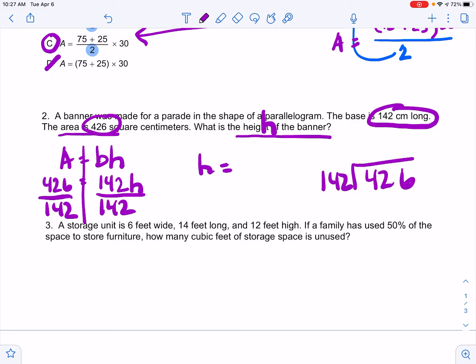426 divided by 142. So that is going to be roughly 1, 2, 3. That would be 6, 12, carry your 1, and it goes in there perfectly. So your height is 3 centimeters. And it's squared. Nope, it's not squared because the area would be squared. This is one-dimensional, so we would get rid of the squared.